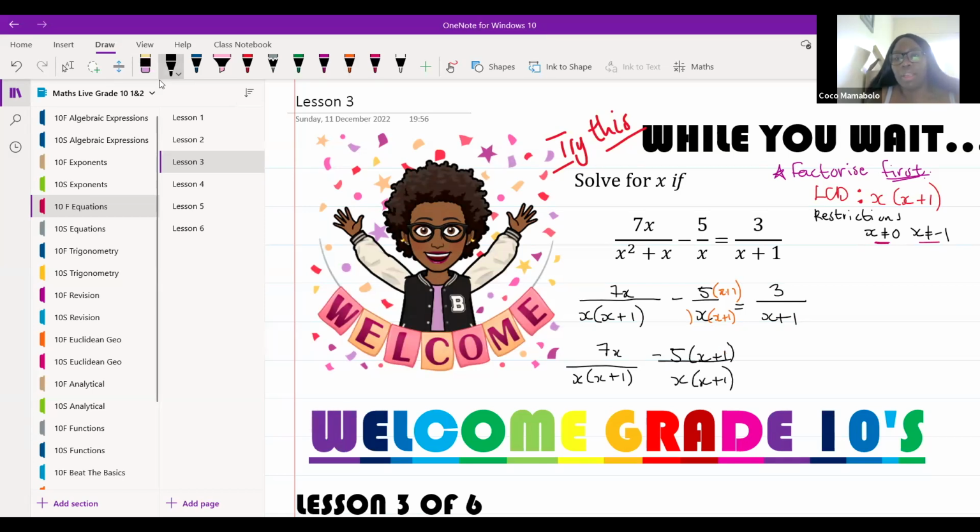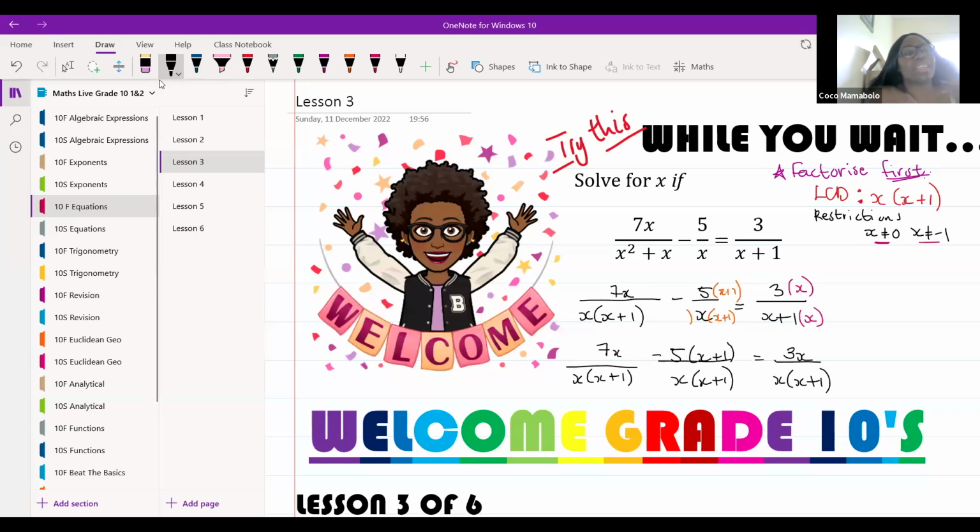And that is equal to, now over here, I'm missing an x because my LCD is x times x plus 1, but I've only got x plus 1. So there's x missing there. And whatever I do to the bottom, I need to do to the top as well. So in the top there, I then get 3x over x times x plus 1.